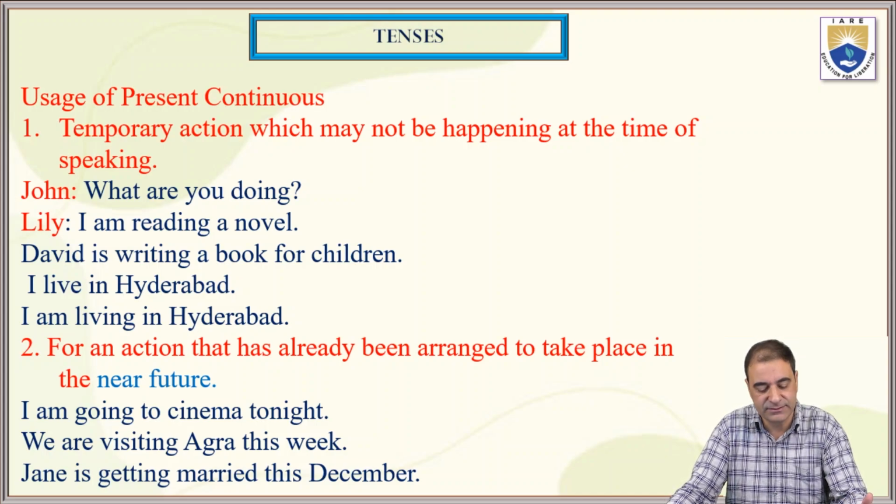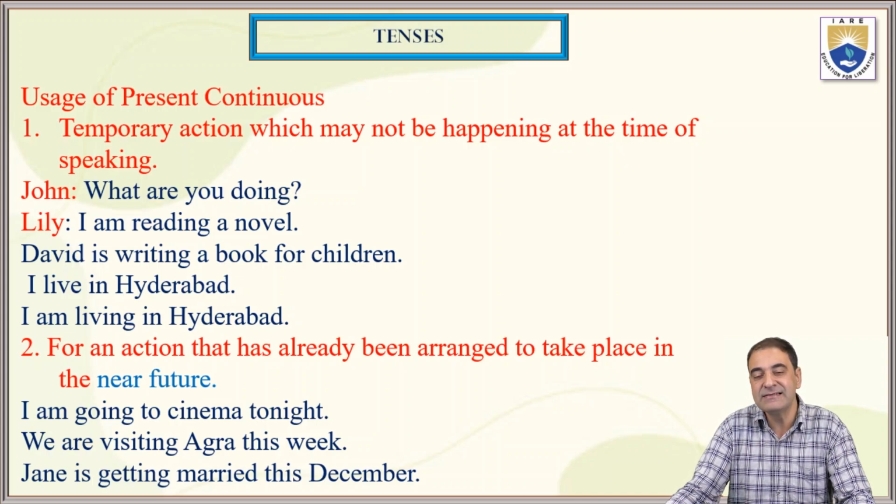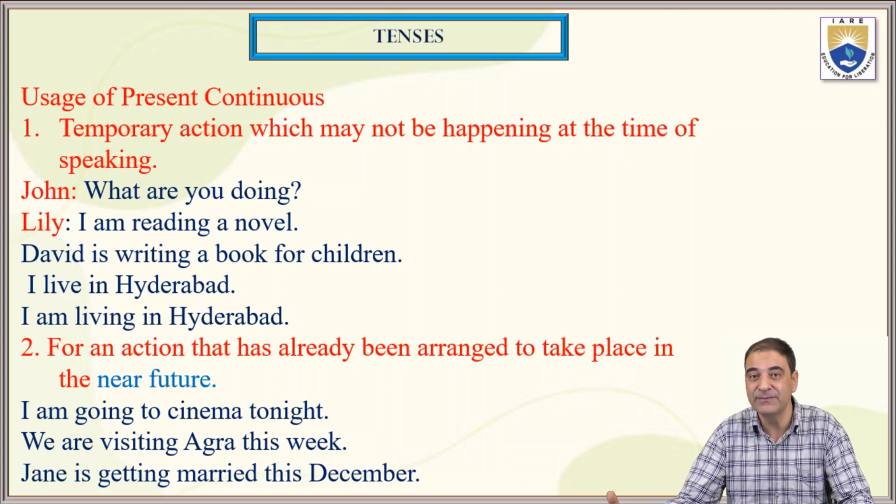For example, there are two sentences. I live in Hyderabad. I'm living in Hyderabad. Here, see the difference. The first one is in simple present, and the second one, I'm living in Hyderabad, is in present continuous tense. And there's a difference of permanence and something that's temporary. In the first sentence, when I say I live in Hyderabad, it means I was born in Hyderabad, I was brought up in Hyderabad, I'm a permanent resident of Hyderabad. It gives the sense of permanence.